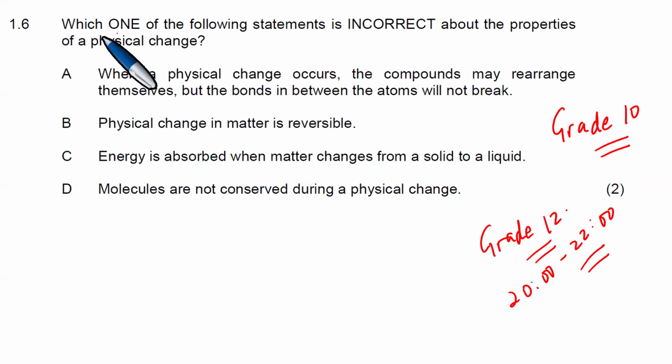Now, which one of the following statements is incorrect about the properties of a physical change? What is a physical change? It can be a change from solid to liquid or to a gas. When a physical change occurs, the compounds may rearrange themselves, but the bonds between the atoms will not break. Physical change in matter is reversible. Which one is incorrect? Energy is absorbed when matter changes from a solid to a liquid.